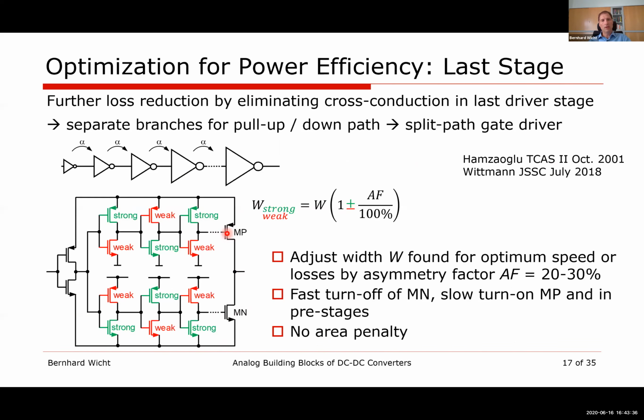As indicated here, we basically split our driver chain into two branches, one for the P device and one for the N device. This is our last driver stage. It's not the power transistor already, it's the last driver stage, this inverter. And now, from the optimum design for minimum speed or minimum power, we simply change our driving strengths as indicated here. The red ones get a little bit reduced W, and the other ones get enhanced roughly by 20 to 30%. I'm calling this the asymmetry factor. So we make the whole thing asymmetric.